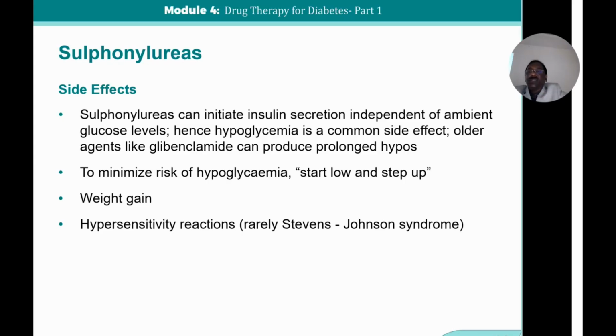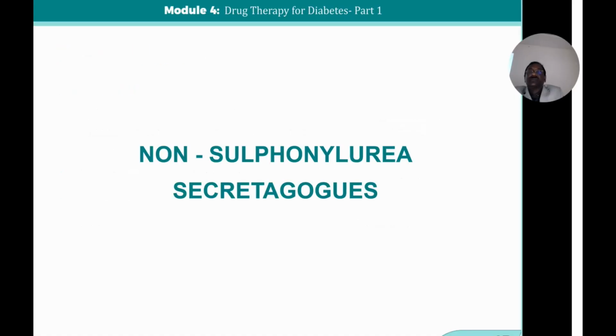Okay. Hypersensitivity reactions, Stevens-Johnson syndrome. Your sulfonamides will cause Stevens-Johnson. Some individuals will also get Stevens-Johnson syndrome.